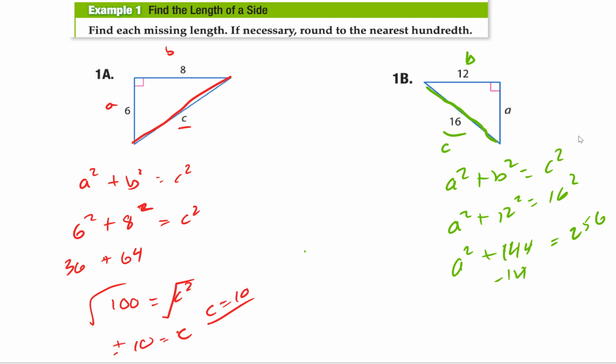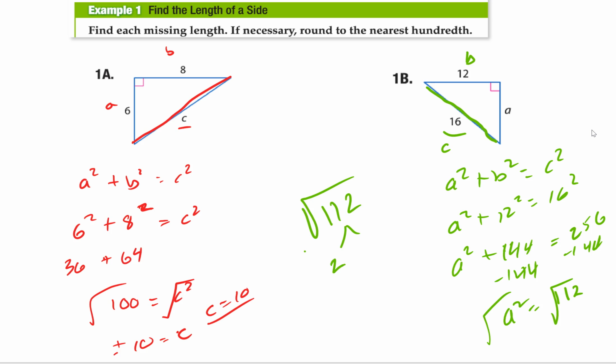Subtract 144 from both sides. I get A squared equals 112. Square root of that. I do not know what the square root of 112 is. It doesn't work out nicely, so I'm going to prime factor. I'm going to break it down real quick. So 2, I always like to start small, and that would be 56. 2 and 28. 2 and 14. And 2 and 7. I have a pair of 2's and a pair of 2's.